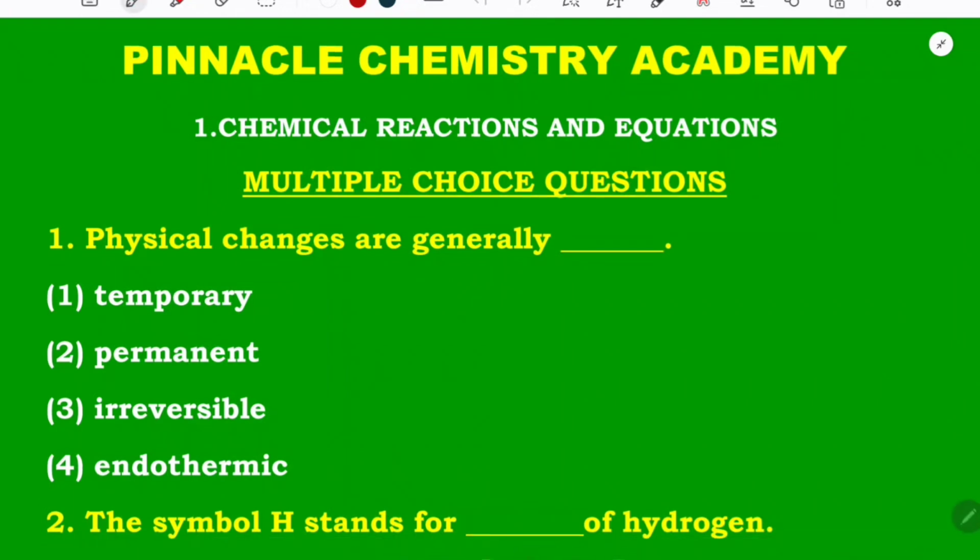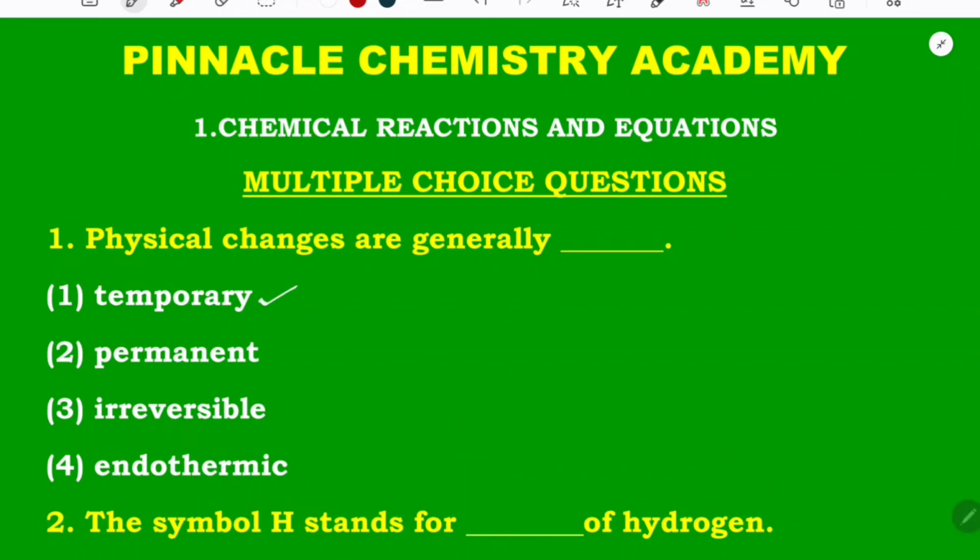So the first question is, physical changes are generally. Four options are given: temporary, permanent, irreversible, and other. The answer is temporary.